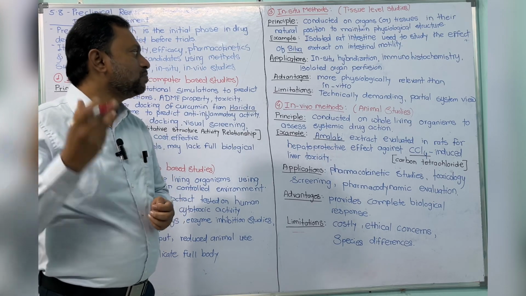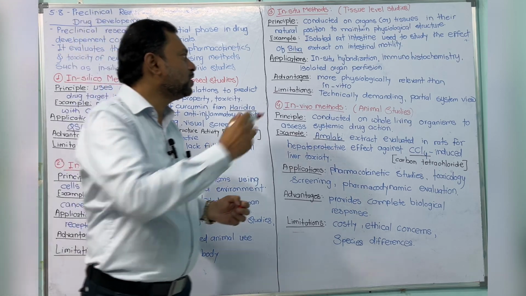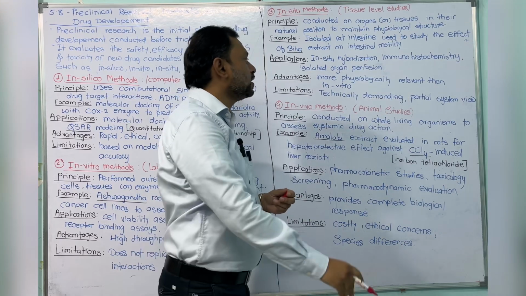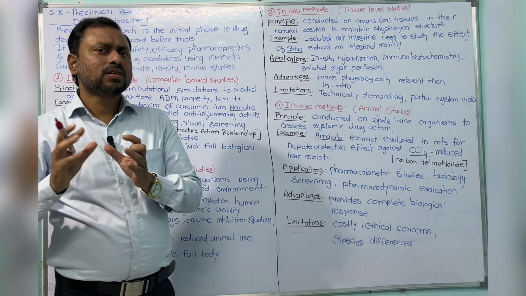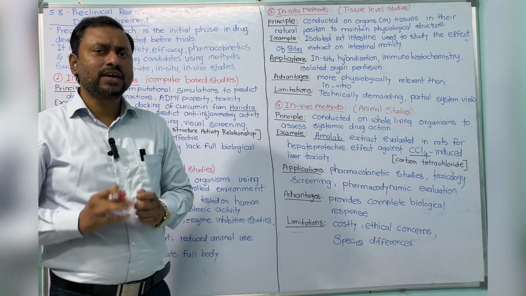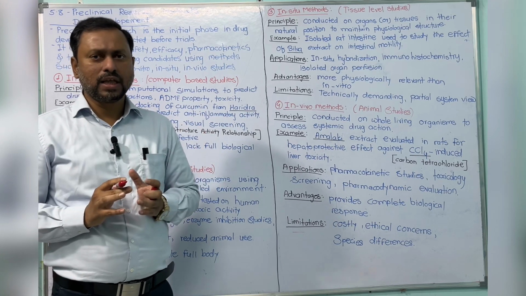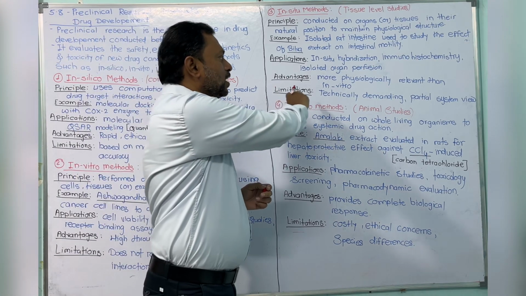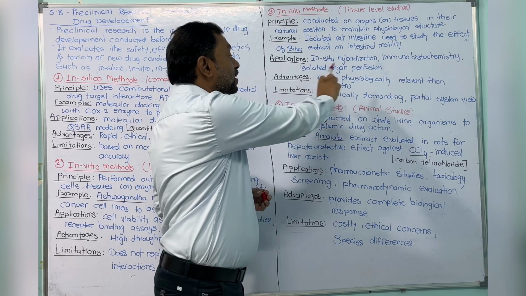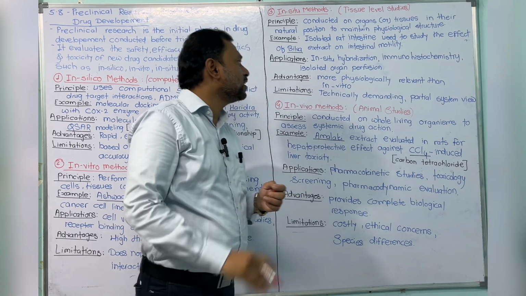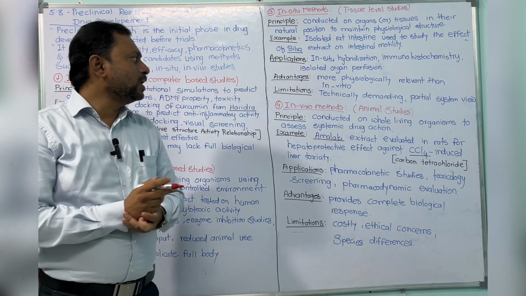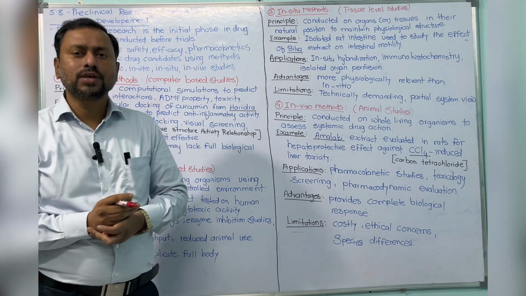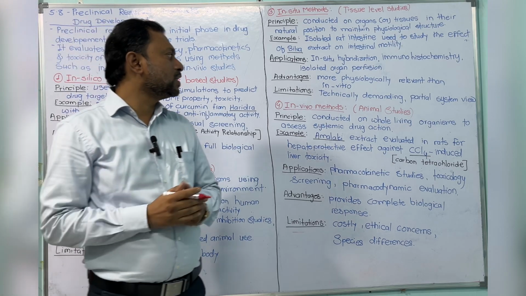Next are the benefits or advantages. The benefit is that it is more physiologically relevant than in vitro, because we are doing the experiments in physiological conditions only. That's why it is one of the very good advantages, more physiologically relevant than in vitro. And what are the limitations of this in situ method?